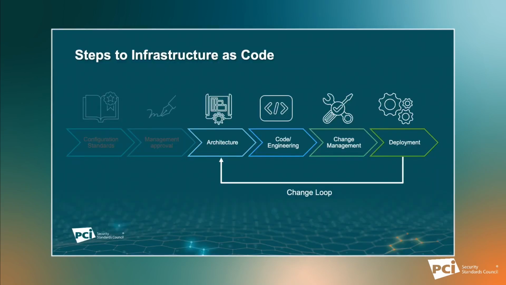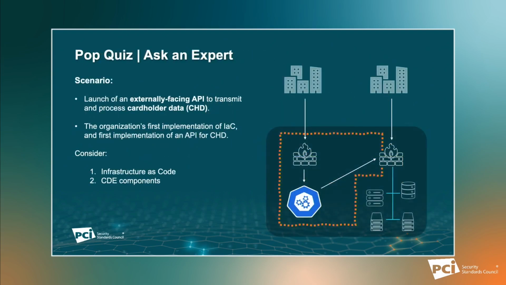And this shows the change loop. So every time you make a change to infrastructure as code, you've got to repeat the steps: re-architect it, modify the existing code, go through the change management and testing processes, and then deploy it, just like you would for a traditional network. So time to put Jake on the spot here.